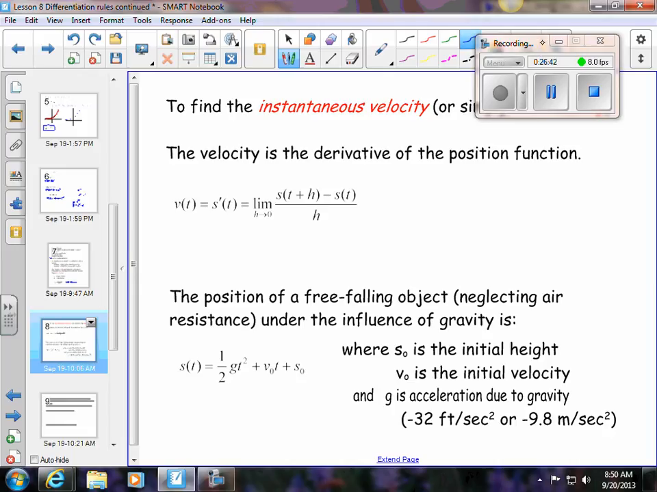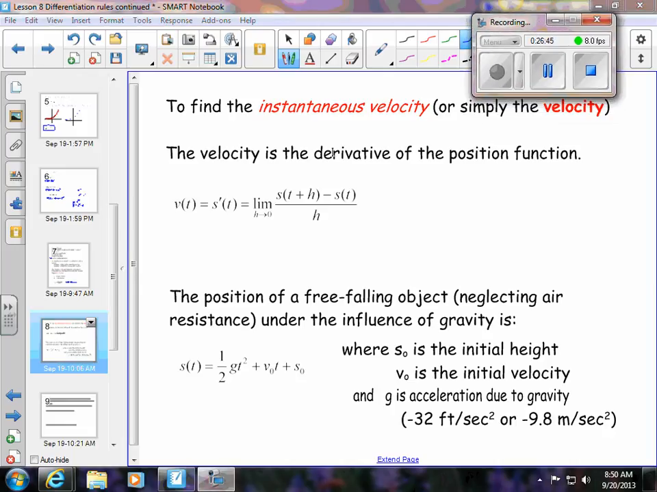To find instantaneous velocity, which we referred to simply as velocity, the velocity is the derivative of the position function. The position function is s of t, so the velocity function is s prime of t. And s prime of t is this limit thing that we know to be the derivative, and we're learning rules to do it much more quickly than using that definition.